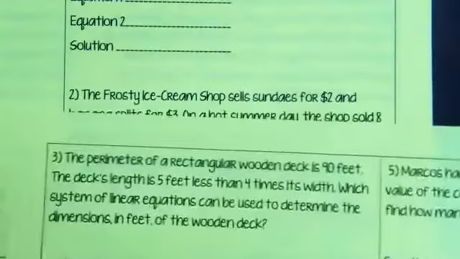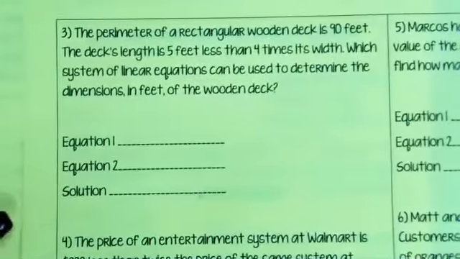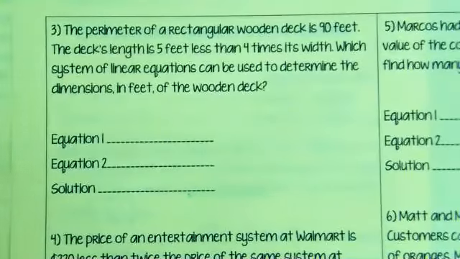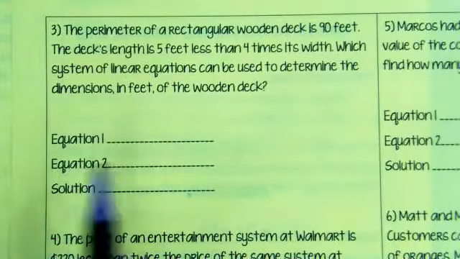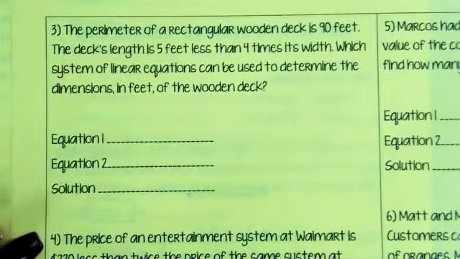Number 3. The perimeter of a rectangular wooden deck is 90 feet. The deck's length is 5 less than 4 times the width. Which system of linear equations can be used to determine the dimensions in feet? Okay, so remember, we have to cut the sentence so we could get 2 equations.